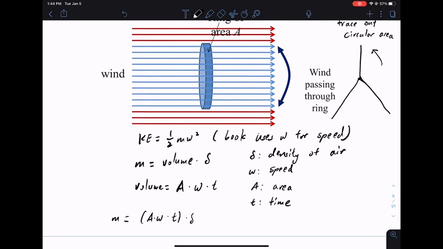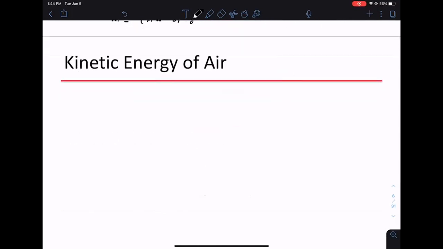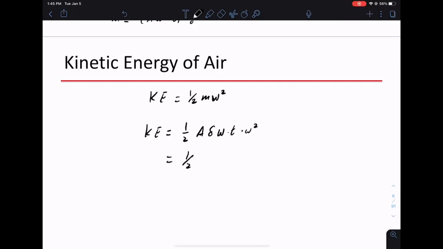Then we have the kinetic energy of air. If we substitute all this, instead of half m W squared, substituting what we have for m, we have half A delta W times T times W squared. This is half A delta T times W cubed. This is the cube of the speed.